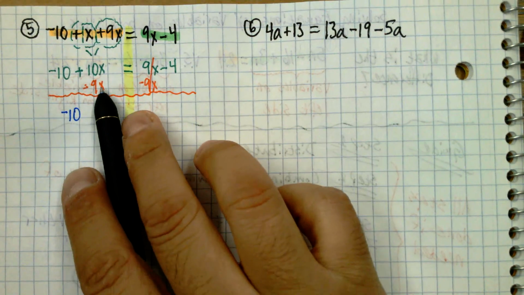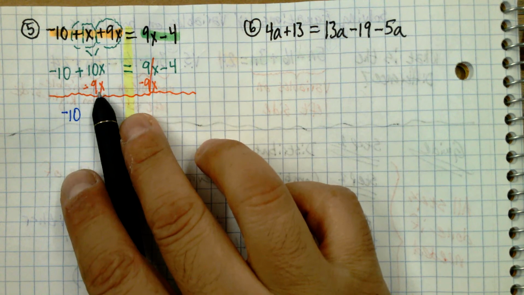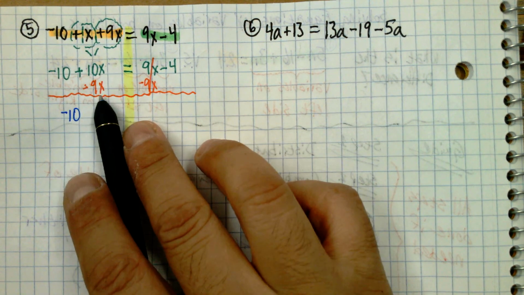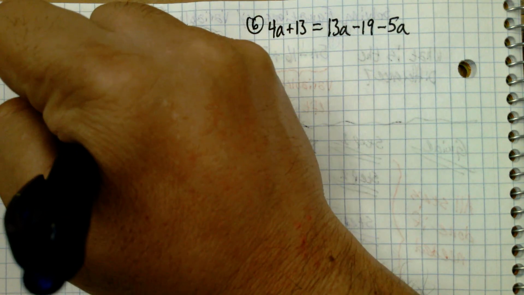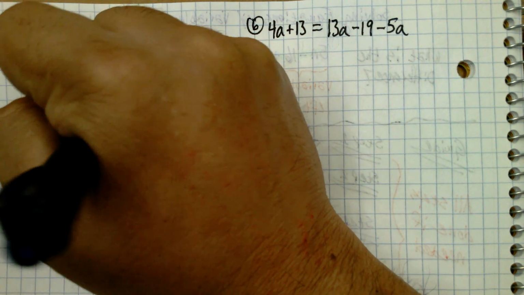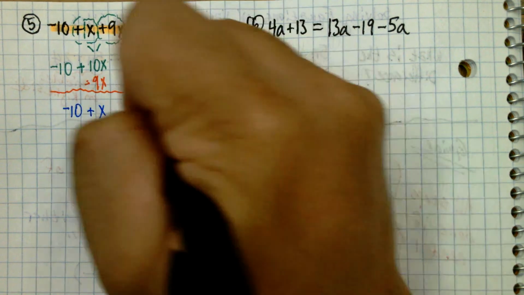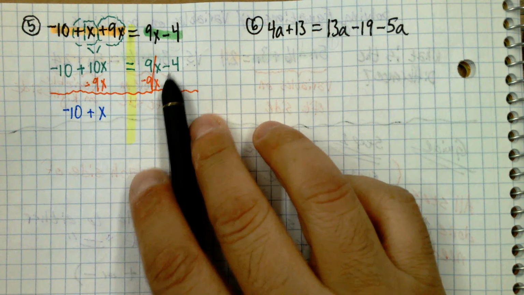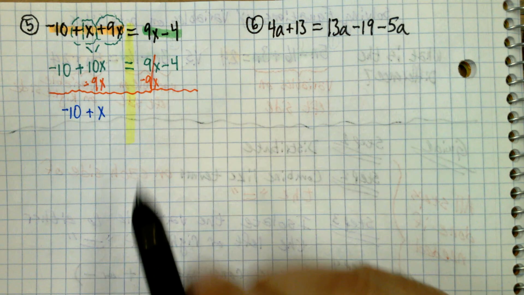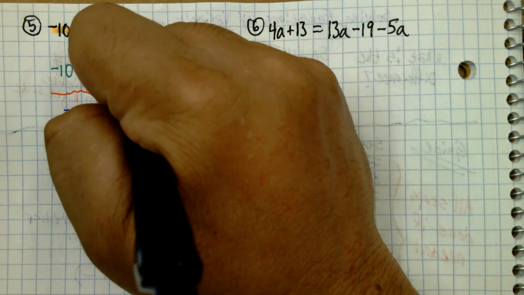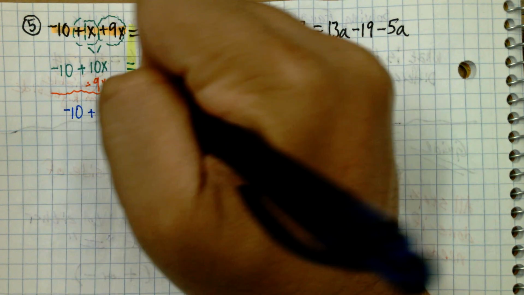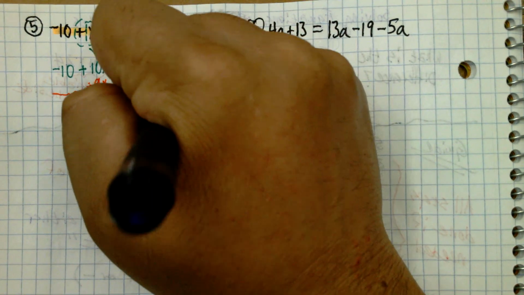I also have 10x take away 9x. How much is that? 1x. And what's a shorter way of saying 1x? X. So I'm just going to say x. And on the other side, this is gone. What am I bringing down? Negative 4, yeah. That's the part that gets a little tricky. Bring down that minus, it goes in front of it. Equal sign here, and then we got negative 4.